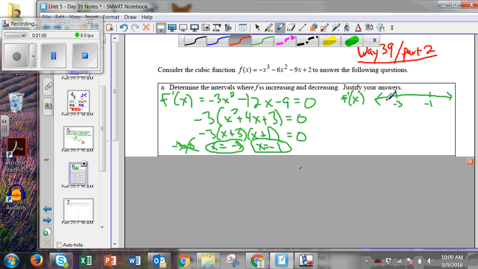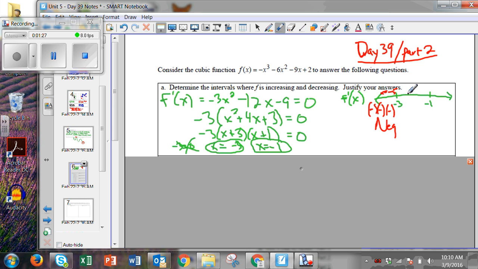So now we use a sign change chart. Let's pick a number, I don't know, negative 5. Put that into the derivative. So I have negative 3, which is negative. Negative 5 plus 3 is negative. Negative 5 plus 1 is negative. So an odd number of negatives, that's going to make this negative.